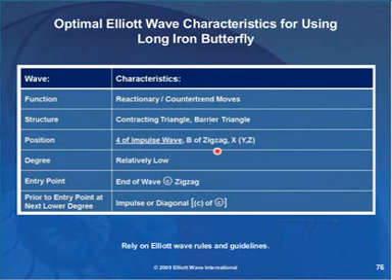What wave position? Wave 4 of an impulse, or B of a zigzag, X or Y and Z. The degree is relatively low. Entry point, the end of wave C. After that C wave where you're coming down and it really looks like it's going to be a triangle, that's when you want to do this trade. So you capture waves D and E. So here's the wave prior to entry, maybe an impulse or a diagonal, the C of the C wave, just to confirm that it's over.